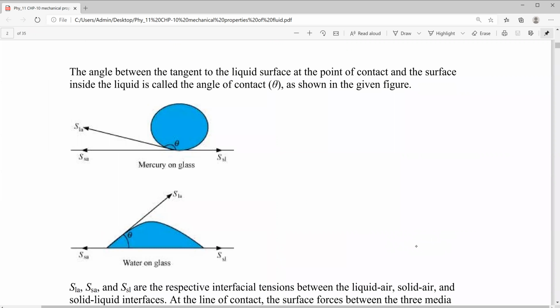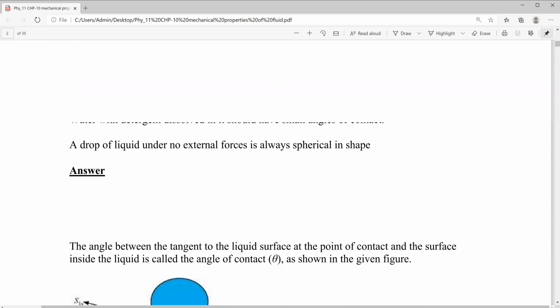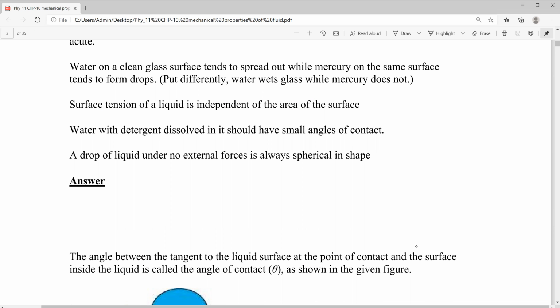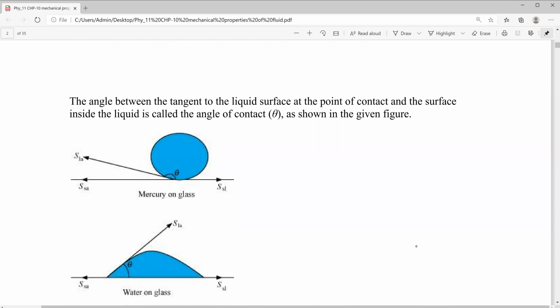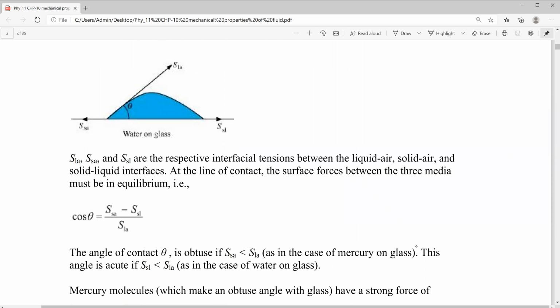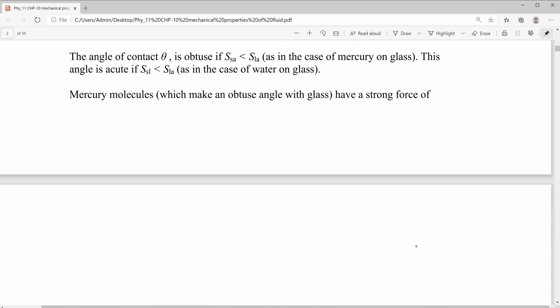And for the next question, what do they ask? Next they ask, surface tension of a liquid is independent of the area of the surface. Why? This is the reason for the second one.